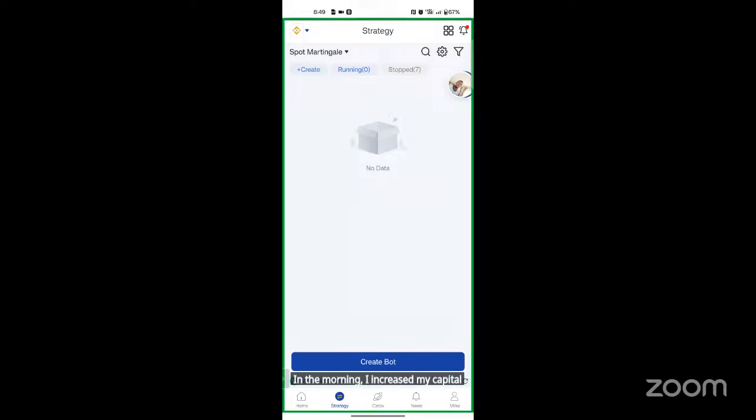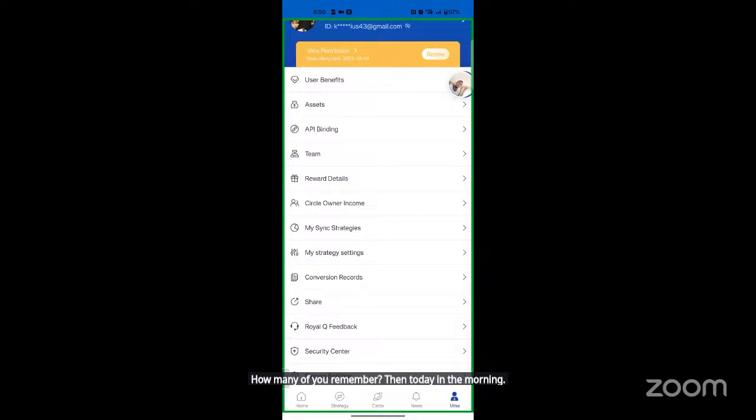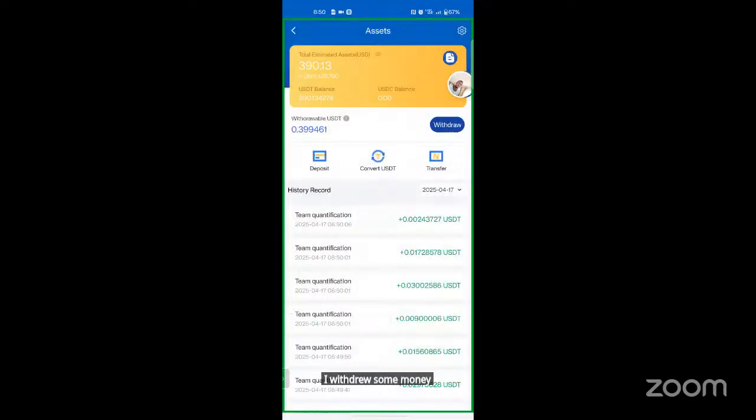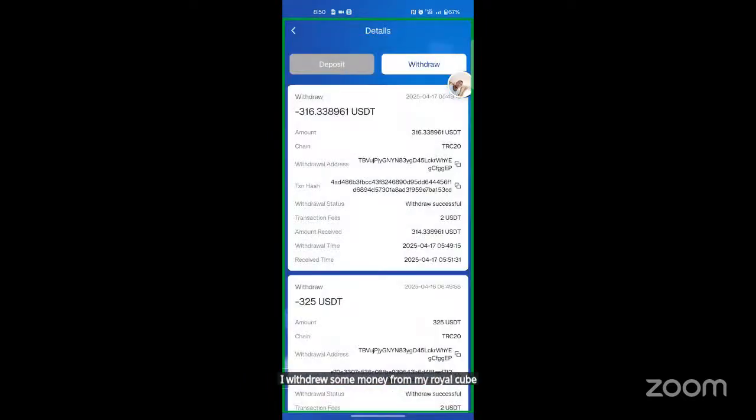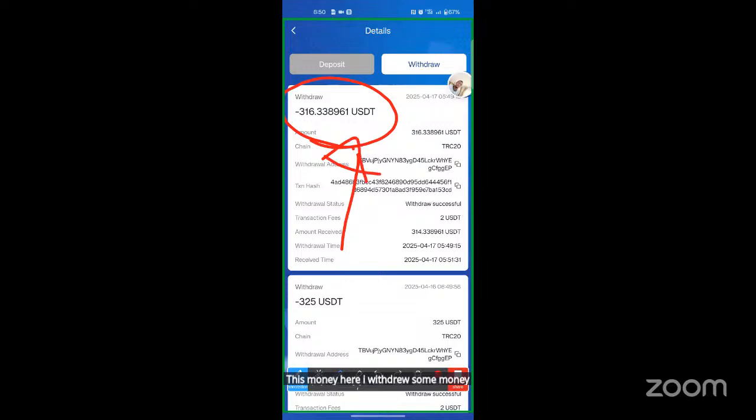I had $300. Those of you who were with me yesterday, you remember? I had $300. How many of you remember? Then today in the morning, I withdrew some money from my Royal Q. Today, very early in the morning, this money here. I withdrew some money from my Royal Q to increase my capital.